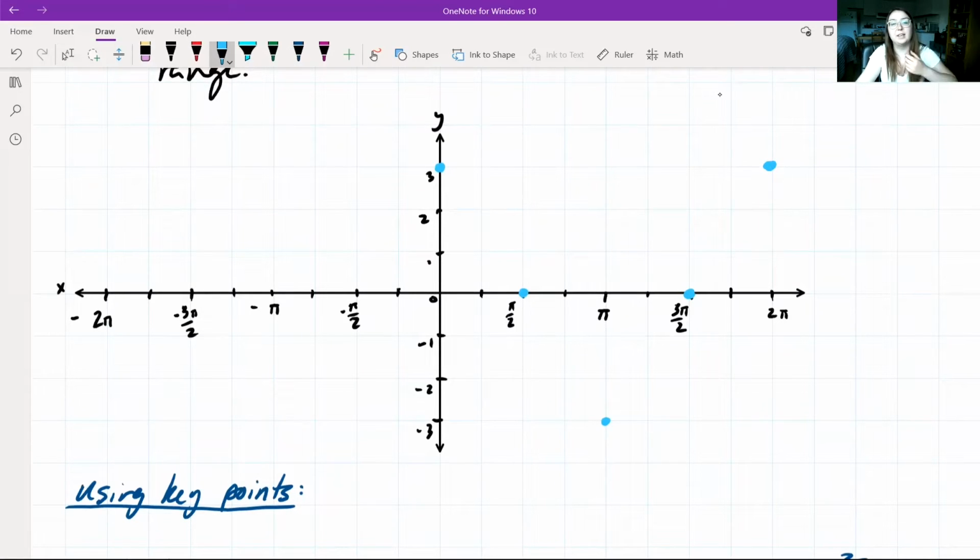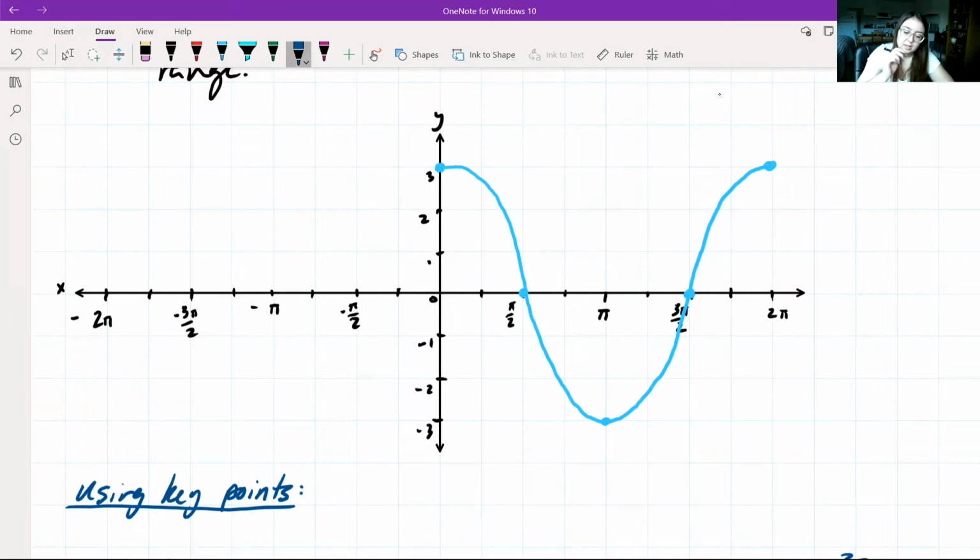And I want to go ahead and connect these points. So our graph is going to look something like this. And there we go. And that's for one period. Now, if we want to do this for 2 periods, we're going to take what we know from our first period here, and we're going to continue this on in the negative direction.